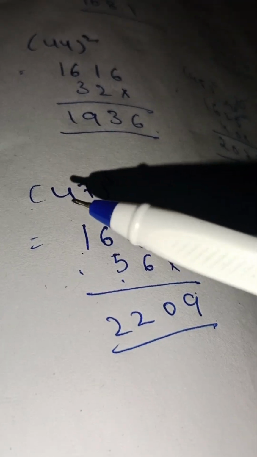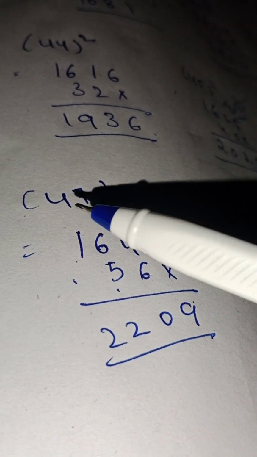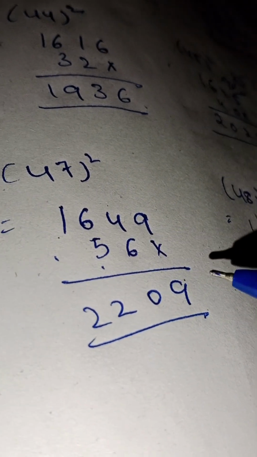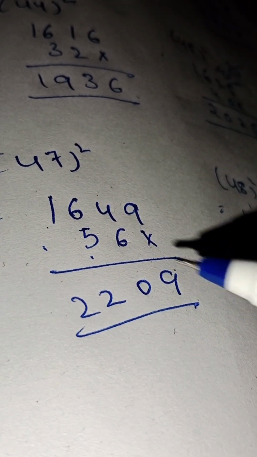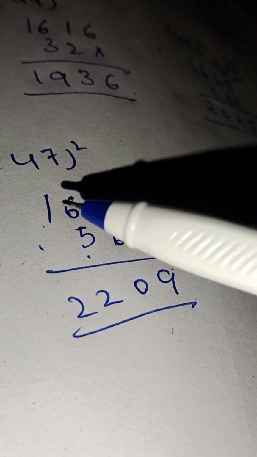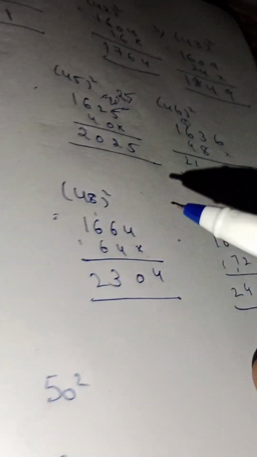47 square, same process. 4 square is 16, 7 square is 49, and again 7 4s are 28, 28 2s are 56. If we add all this, we'll be getting 9. 6 plus 4 is 10. 6 plus 5 is 11 plus 1, 12. 1 plus 1 is 2. 2209 is the 47 square.